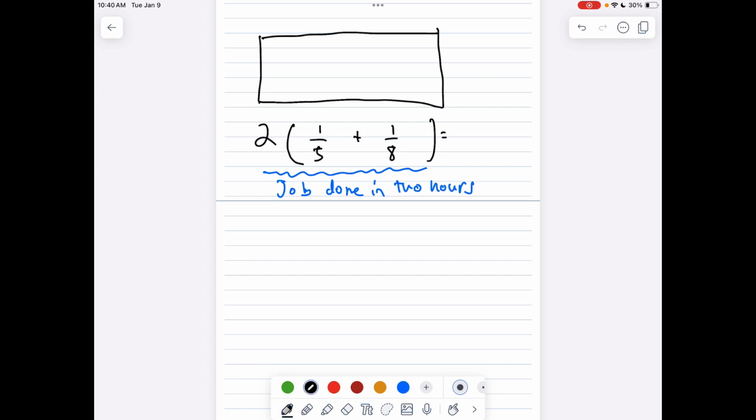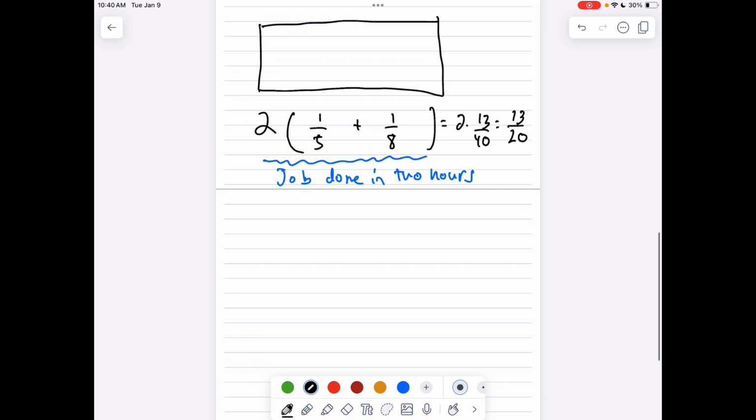And what would we have out of this? I'm not going to do the addition with the fractions here; I'll let you work on that. When you add the fractions, you get 13/40. So 2 times 13/40 is 13/20. So they've done 13/20ths of the job.